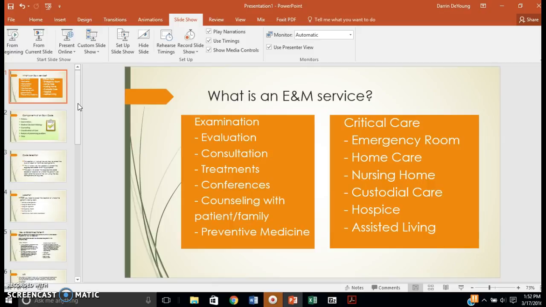So services include examination services like evaluation, consults, treatments, conferences, counseling with patients and family, and also preventative medicine. We also bill for critical care services, services provided in the emergency room, home care, nursing homes, custodial care, hospice, or assisted living facilities.